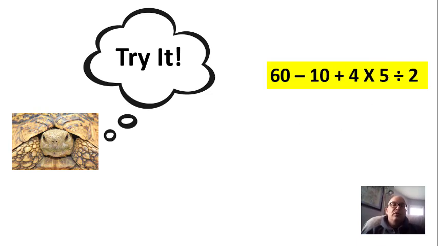Good. Here's a long line. Let's look at this together. 60 minus 10 plus 4 times 5 divided by 2.